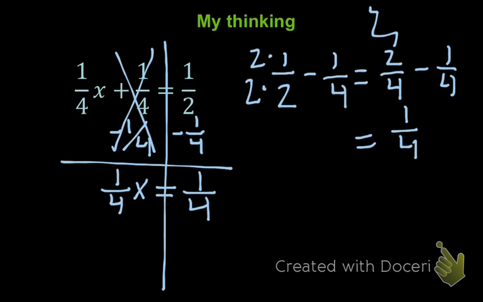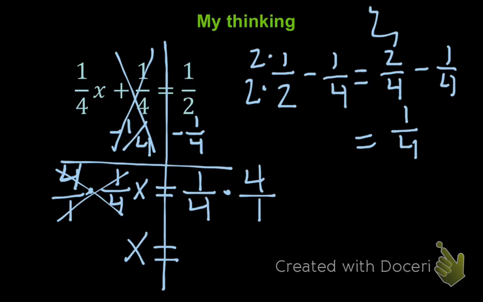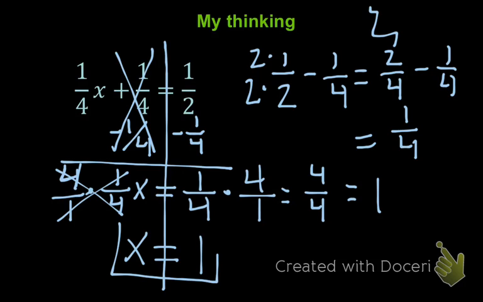Lastly, I need to get rid of this 1/4. So in order to do that, I'm going to multiply times the reciprocal, or multiply times 4 over 1. And I got to do that always on both sides. So now those cancel. I'm just left with x equals 1/4 times 4 over 1. I can do that multiplication to get 4 over 4, which I can simplify to get 1. So I end up with x equals 1.